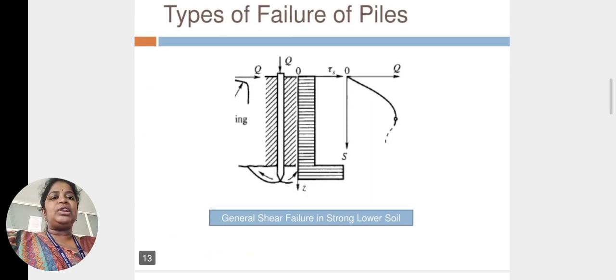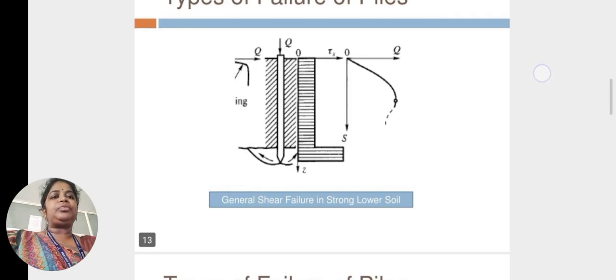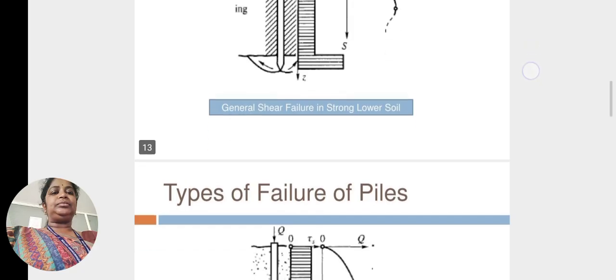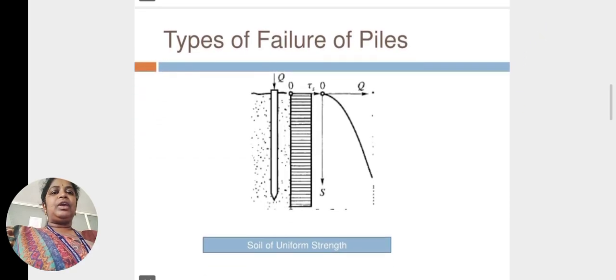And coming to the general shear failure in strong lower soils, in the lower soils which are strong, general shear failure is the major failure occurring. And coming to the soil of uniform strength, if the soil is having uniform strength, this type of failure may occur.